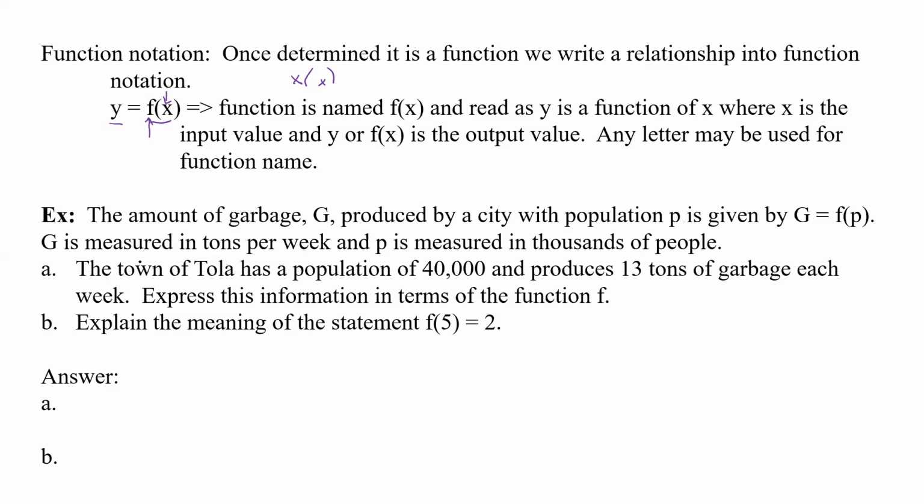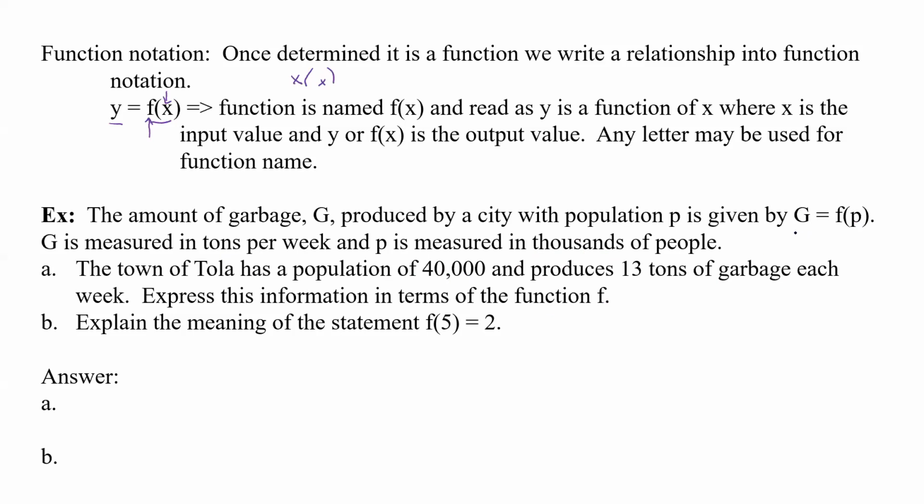All right, so this is an example here, and it says the amount of garbage G produced by a city with population P is given by G equals f of P. Now remember, G is going to be equal to your y, and then that's just your function f of P. And G is measured in tons per week, and our P, which is the population, is measured in thousands of people. So instead of saying 40,000, we're going to call that 40, and we know it's in thousands, so it's going to be 40,000. All right, so it says the town of Tola has a population of 40,000 and produces 13 tons of garbage each week. Express this information in terms of the function f.